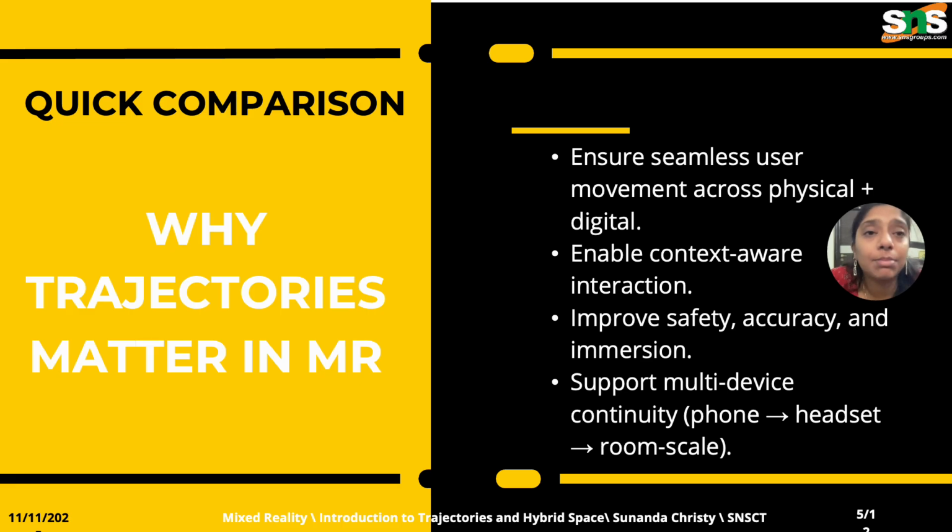Let's have a comparison. Why do trajectories matter in mixed reality? Why is it more important in mixed reality? Because we should ensure the movement. As I said before, the movements like jumping, walking, all those physical movements that we are doing should come under the digital way. So there should be an interaction between the virtual as well as the reality. So we should have the trajectories. And also this is used for safety, accuracy, and immersion.